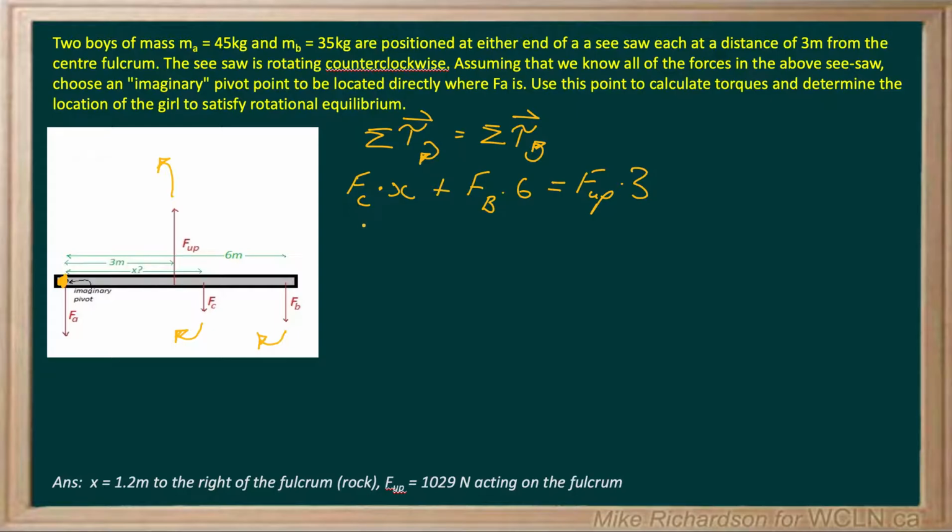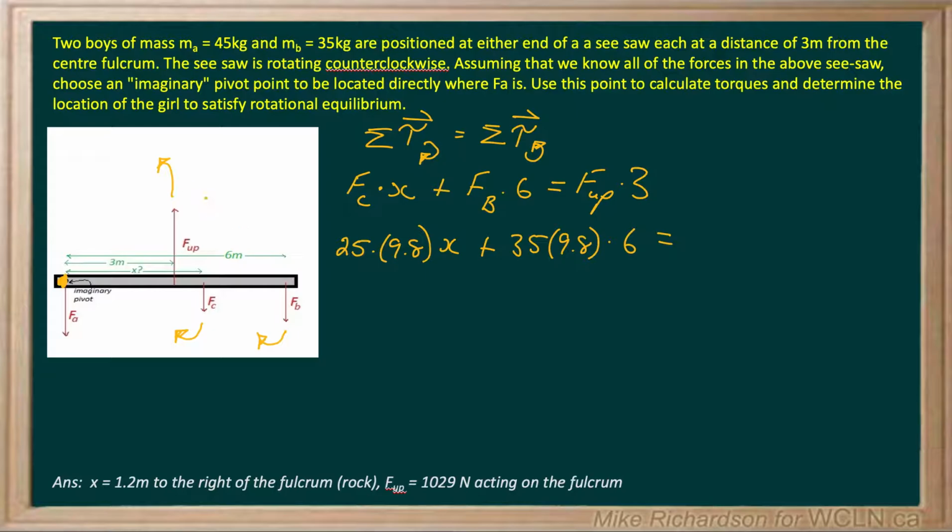FC is the mass of the girl. Now the mass of the girl was 25 kilograms times 9.8, because we want a force, times x, plus. Now on this side it was the mass of the boy, the smaller boy. Now he was 35 kilograms times 9.8. And we want the distance to be 6.